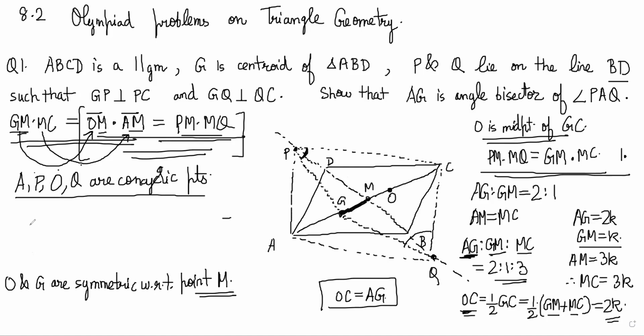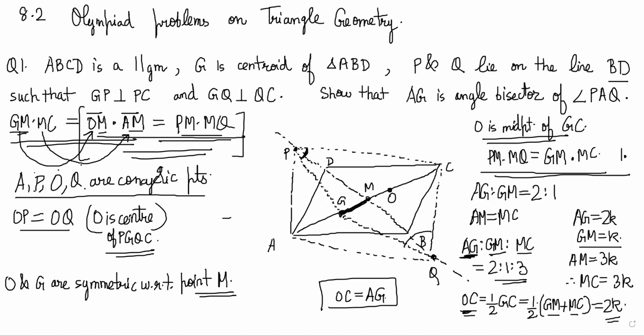And since we know that OP is equal to OQ. Why is OP equal to OQ? Because O is the center of the circle. O is the center, and P and Q are points. O is the center of which circle? O is the center of PGQC, right? O was the center of the PGQC cyclic quadrilateral earlier. So OP was equal to OQ, right?